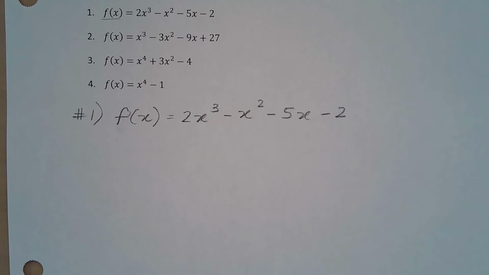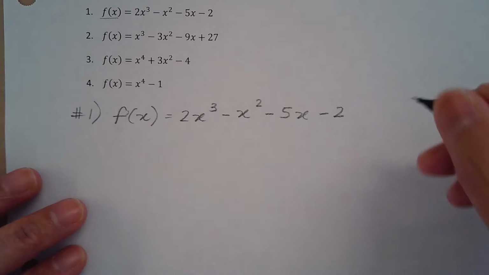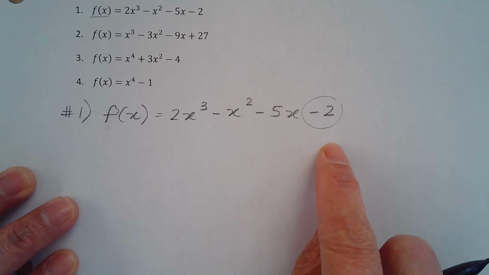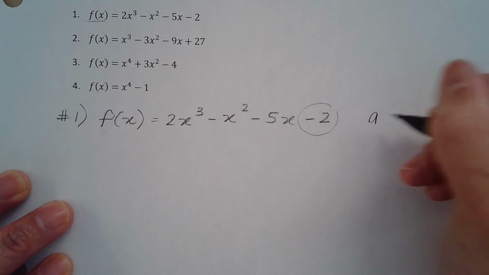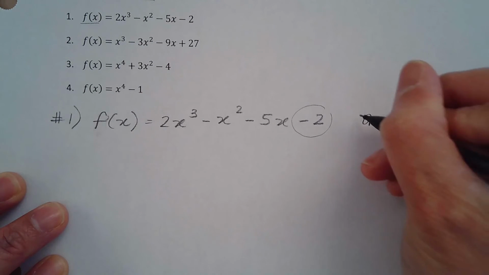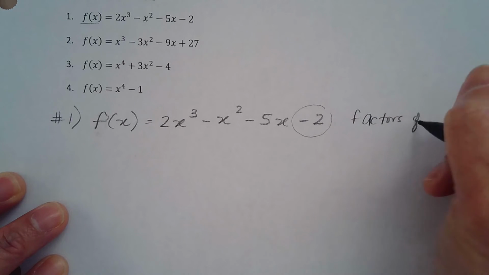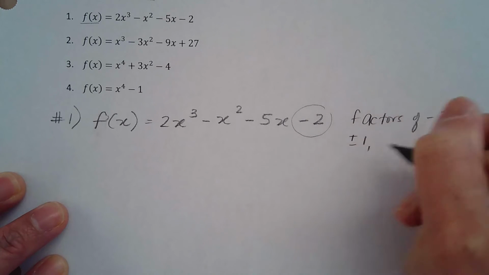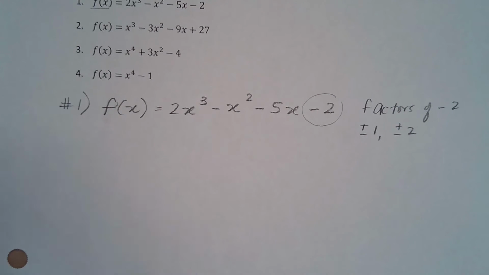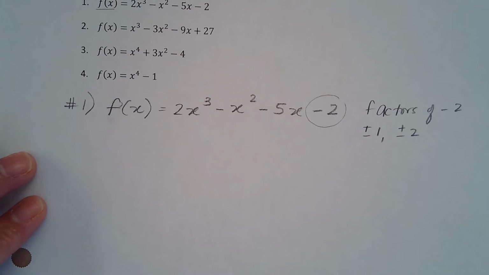Okay, so what are the a values that we can try? Yeah, so our a value will be a factor of the constant term of -2. So the a values that we're going to try are the factors of -2. So it's plus, minus 1, plus, minus 2. Those are the only ones that we're going to do. So, which one should we try? 2? We try 2? Okay, let's try 2.